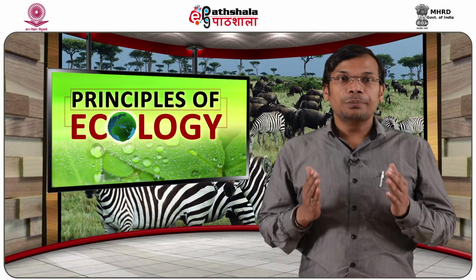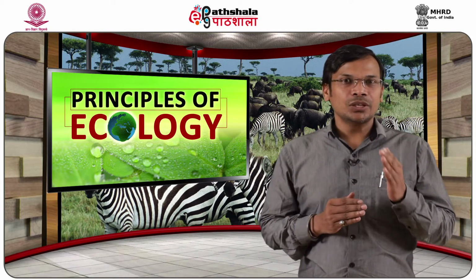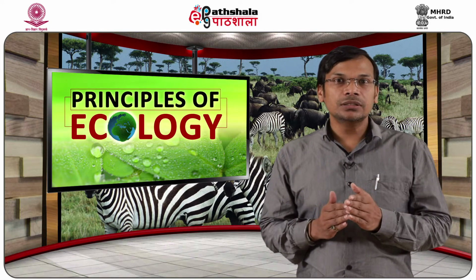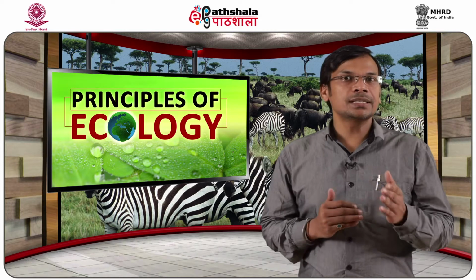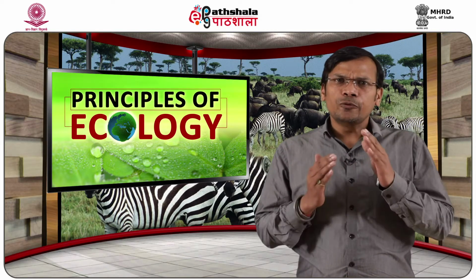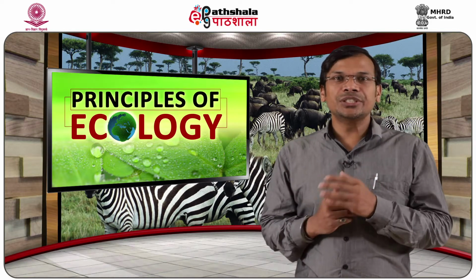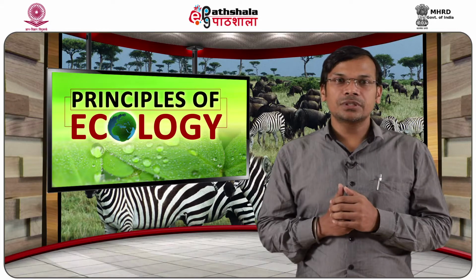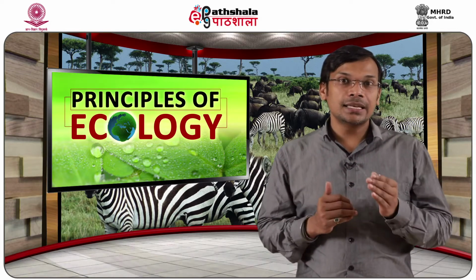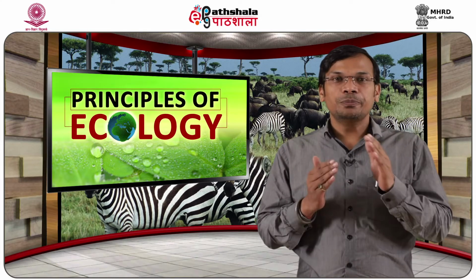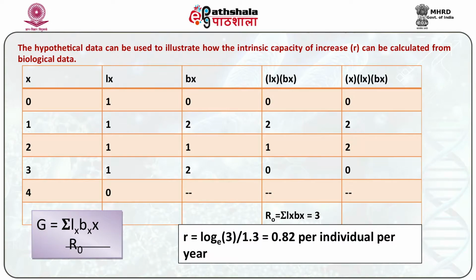offspring produced per female aged x to x plus 1 is considered the fertility schedule, that is Bx. Usually females are counted for the fertility schedule, and demographers consider only females as a population which further produces more females. The following hypothetical data can be used to illustrate how the intrinsic capacity of increase, that is small r, can be calculated from biological data.